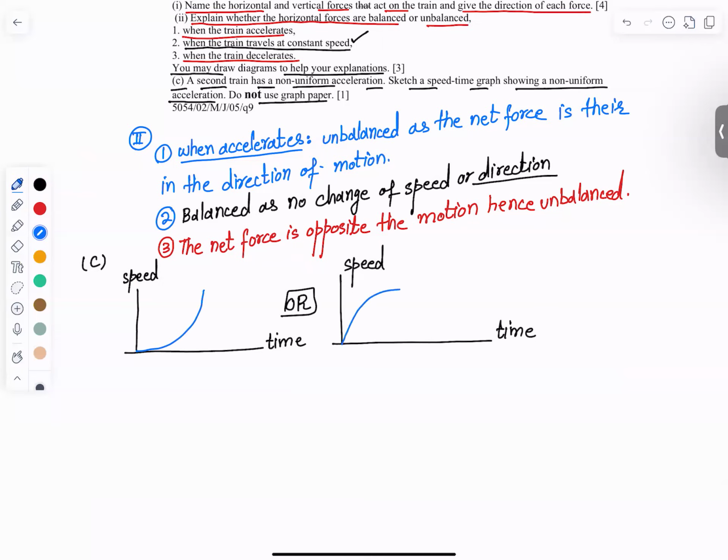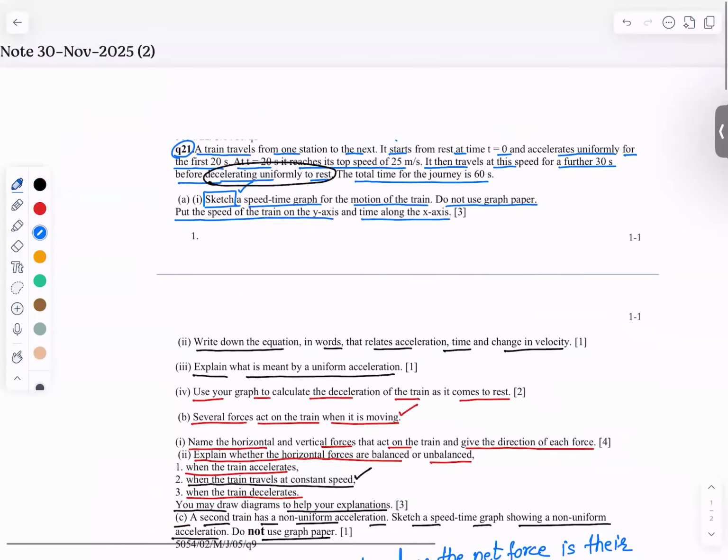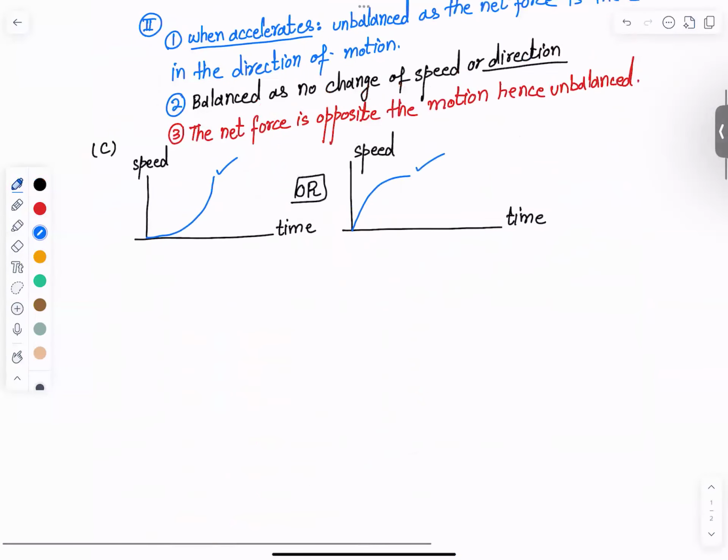So it can be an increasing acceleration or it can be a decreasing acceleration. Both possibilities are there. If it's increasing acceleration, we have this graph. If it's decreasing acceleration, it's this graph. Both graphs are equally correct. We are doing question number 21. So we are done with question number 21 now. Now we'll start the next question.